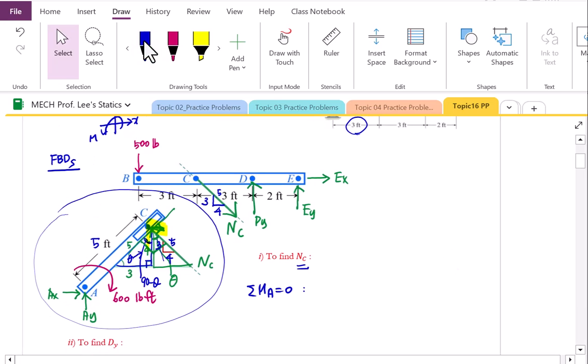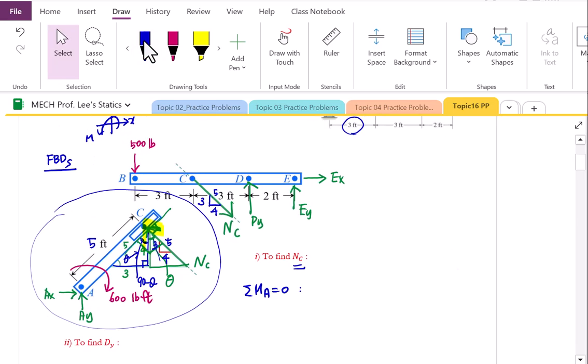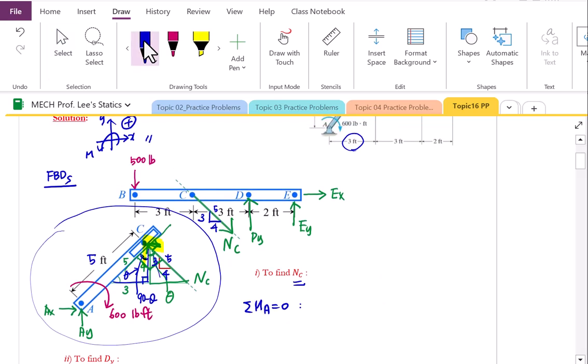So let's start from point A. A of X and A of Y will not create moment about point A because they're passing through point A. Therefore, we will have no moment arm. That is why we chose moment about point A. But we do have a 600 clockwise moment. We set the counterclockwise as positive according to our coordinate definition, therefore clockwise will be the opposite direction, therefore minus 600.